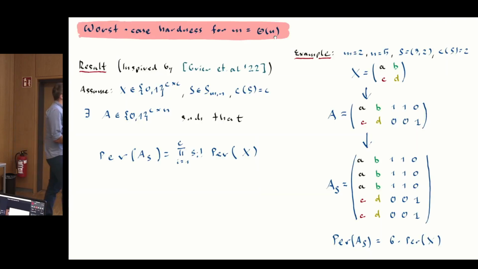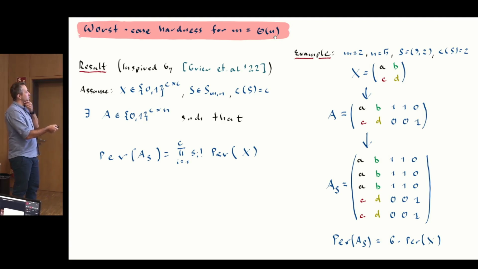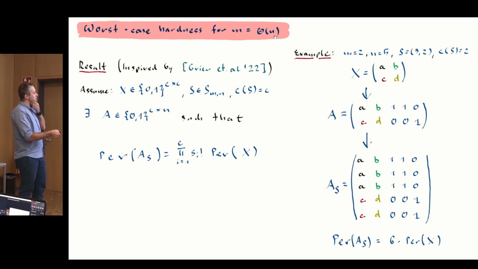Just in the simplest example, assume 2 modes, 5 particles. I want to compute the permanent of this X. I can now append ones and zeros to its rows like this, so that if I now repeat rows of this matrix A and compute the permanent, I'm going to get something proportional to the permanent of X.